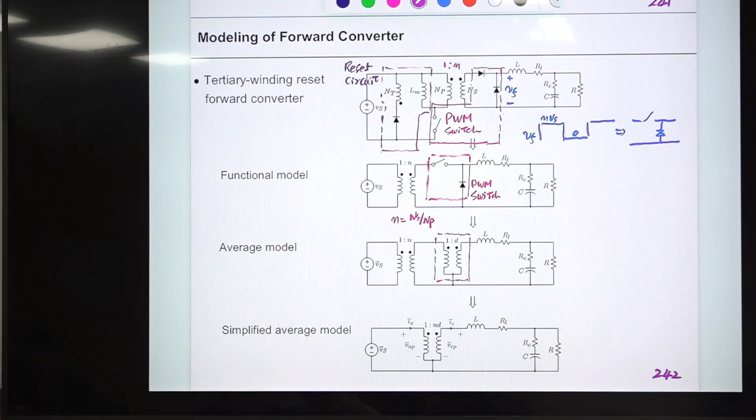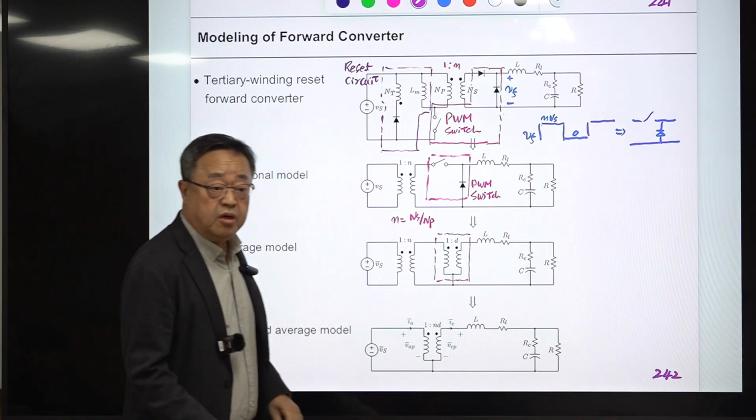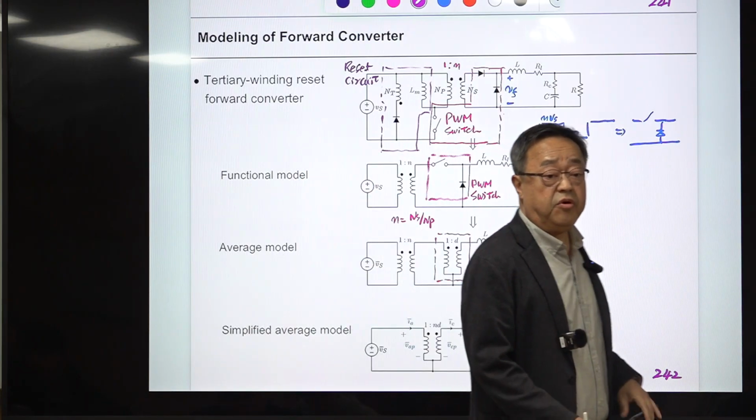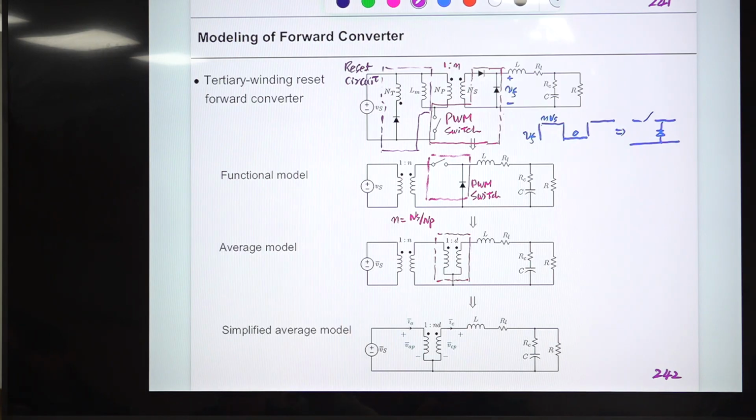Now you have a new topic of modeling for the converters and other converters. The background behind this topic is we developed a small signal model of 3 basic converters in CCM and DCM. So basically, that job is done. And then what about the isolated converters?